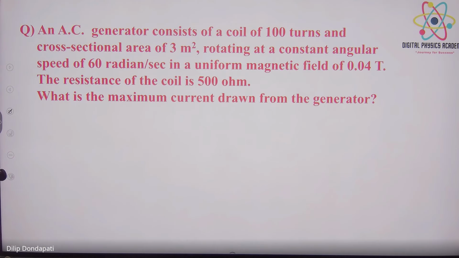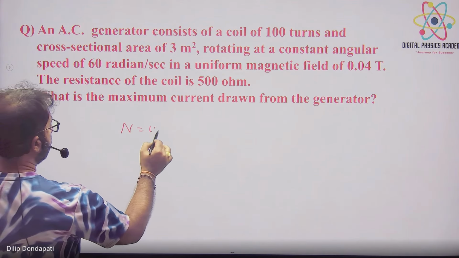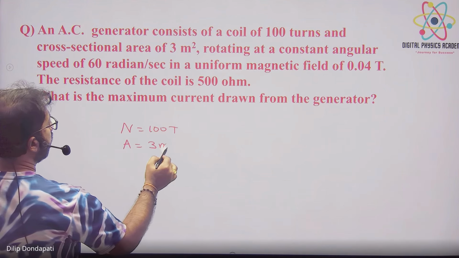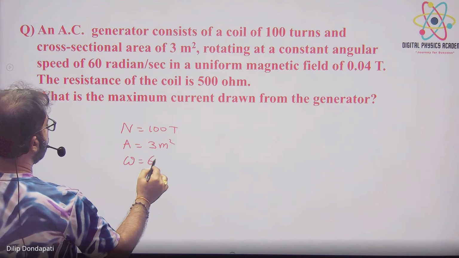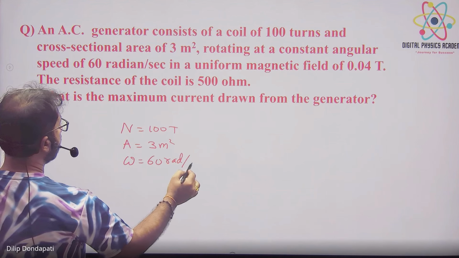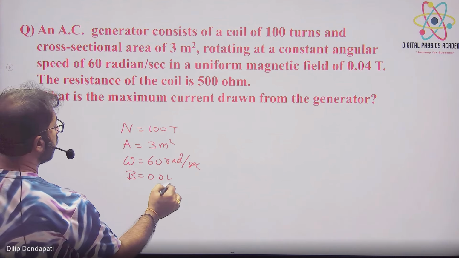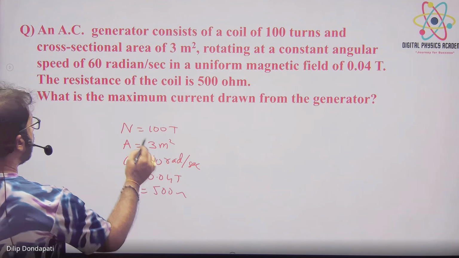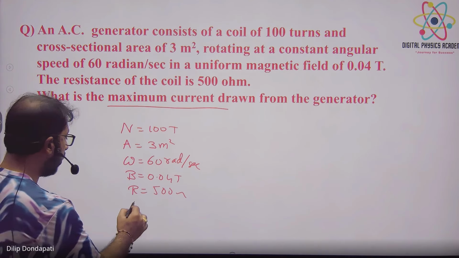AC generator consists of a coil of 100 turns. N is given, 100 turns. Area of the coil is 3 meters square, rotating with angular speed omega, given as 60 radians per second. Uniform magnetic field is given, 0.04 Tesla, and resistance of the coil is also given, 500 ohms. He's asking for the maximum current drawn from the generator. Maximum current means I naught is how much?